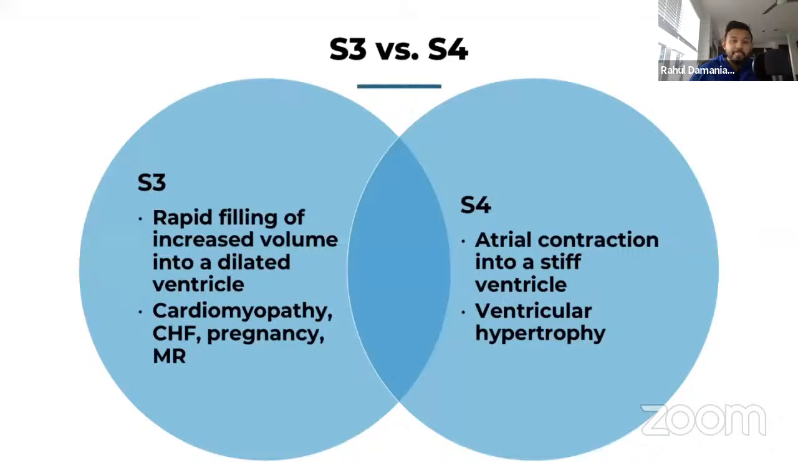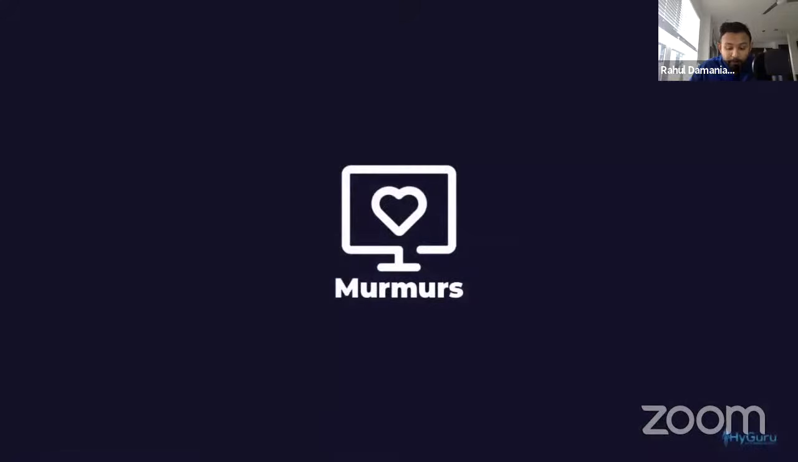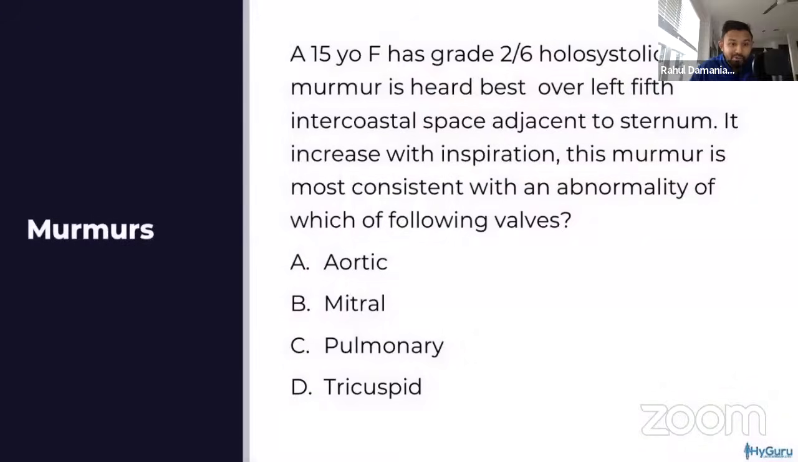So here's a summary. S3 represents rapid filling of the ventricles. You see it in states in which your left ventricle is dilated, as well as if you have an elevated amount of preload. S4 is where you're going to have the atria contract into a very stiff ventricle, and that's going to be seen in patients with left ventricular hypertrophy. All right, murmurs. Let's start with the question.